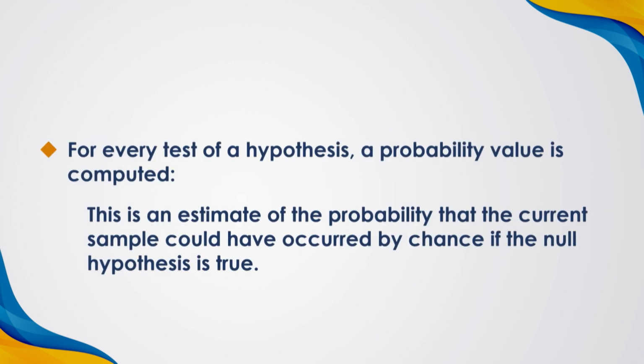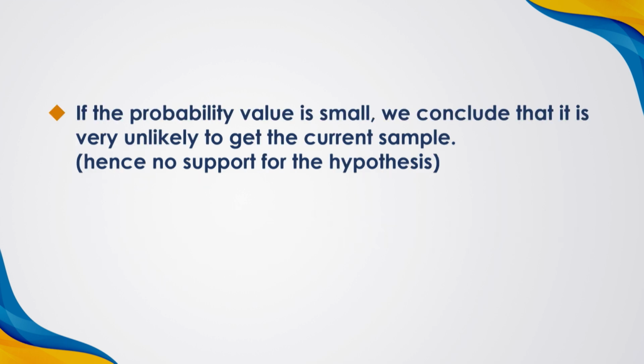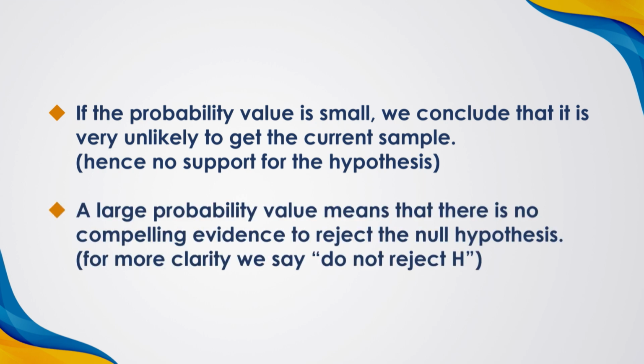For every test of hypothesis, a probability value is computed. This is an estimate of the probability that the current sample could have occurred by chance if the null hypothesis is true. If the probability value is small, we conclude that it is very unlikely to get the current sample. Hence, no support for the hypothesis. A large probability value means that there is no compelling evidence to reject the null hypothesis. For more clarity, we say do not reject H. We will never say accept H. That is the important point we should understand.